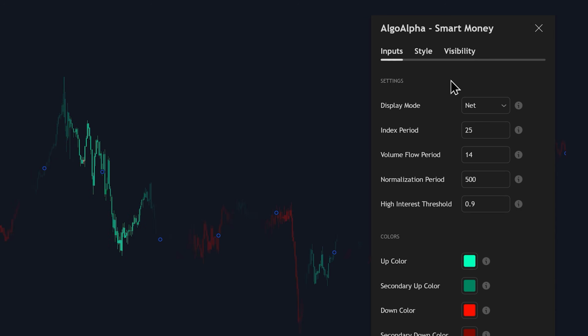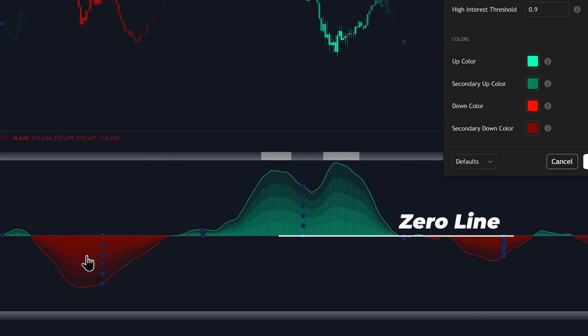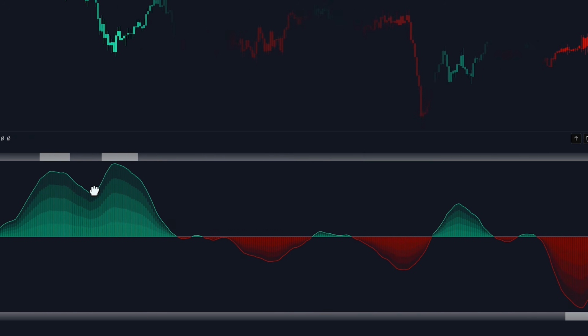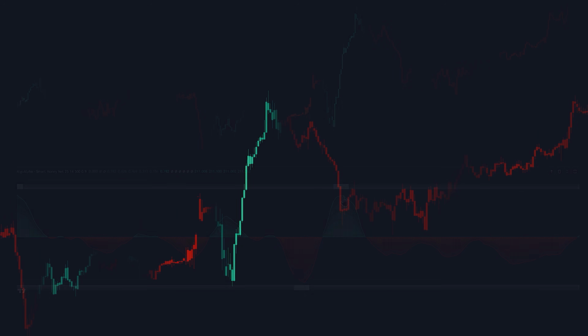Above the zero line means buy-side interest is dominating. Below zero means sell-side interest is dominating. And when either side pushes into extreme territory, you know the market is not asleep anymore. Something is being built.